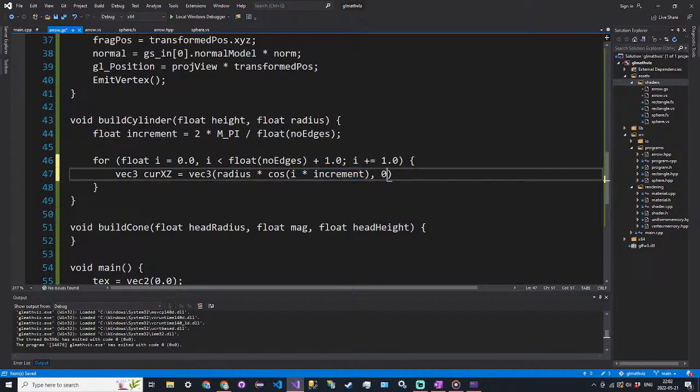And then the y coordinate will be 0, and radius times sine of I times increment is the z coordinate.